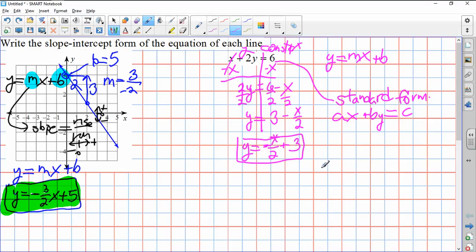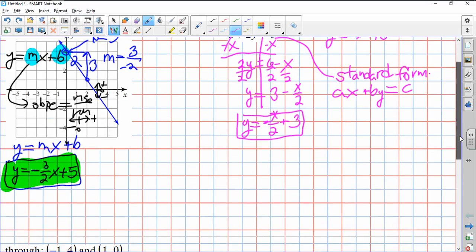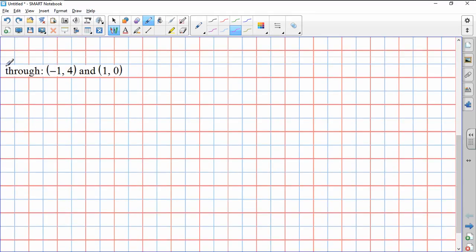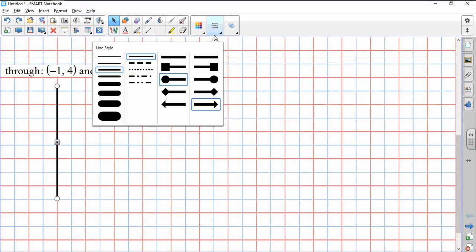Okay. The last example that I have for you is the following. They asked me to write the equation of the line that goes through (-1, 4) and (1, 0). That's very similar to example number 1. So all you have to do is the following. Graph this. This is my y-axis. So let me change the form.